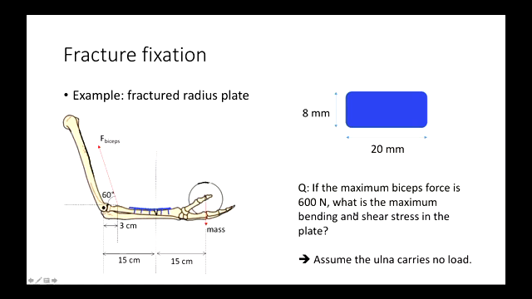And one assumption here is that we're just going to assume that the ulna doesn't carry any load. So you have two bones in your forearm, radius and ulna. The radius is usually the one that breaks. It essentially carries a lot more of the load. So we're just going to assume, for argument's sake, that the ulna is not giving any contribution.